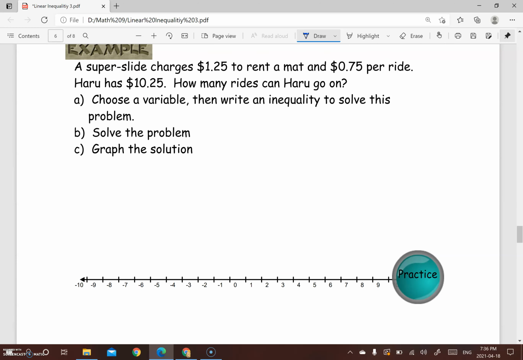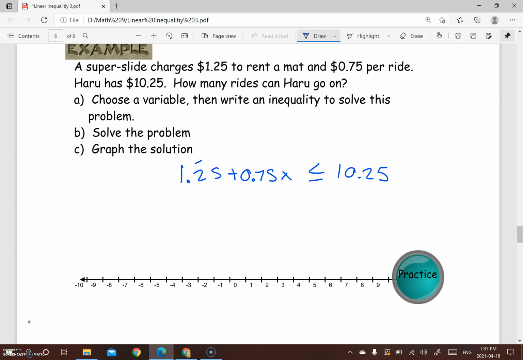A super slide charges $1.25 to rent a mat and $0.75 per ride. Haru has $10.25. How many rides can Haru go on? Choose a variable, then write an inequality to solve the problem. All right, so $1.25 to rent the mat plus 75 cents per ride, and Haru cannot go over $10.25. He can spend up to $10.25, but nothing over. So that's the symbol I'm using.